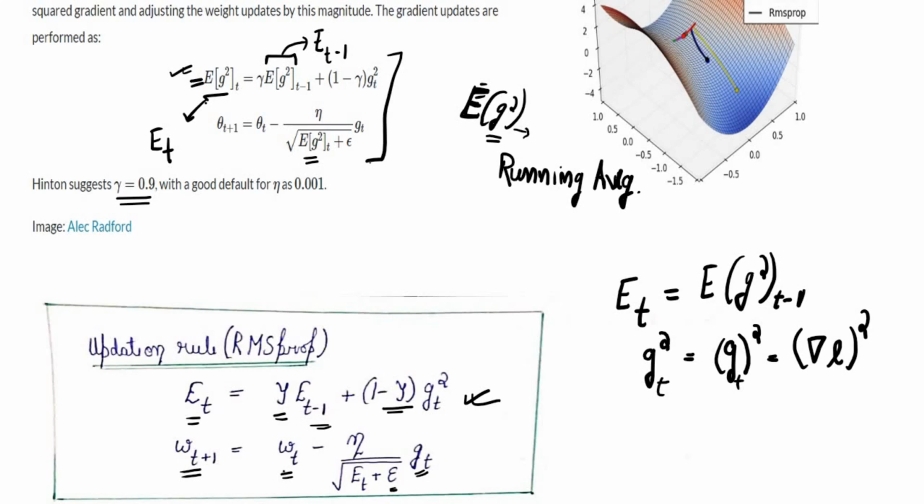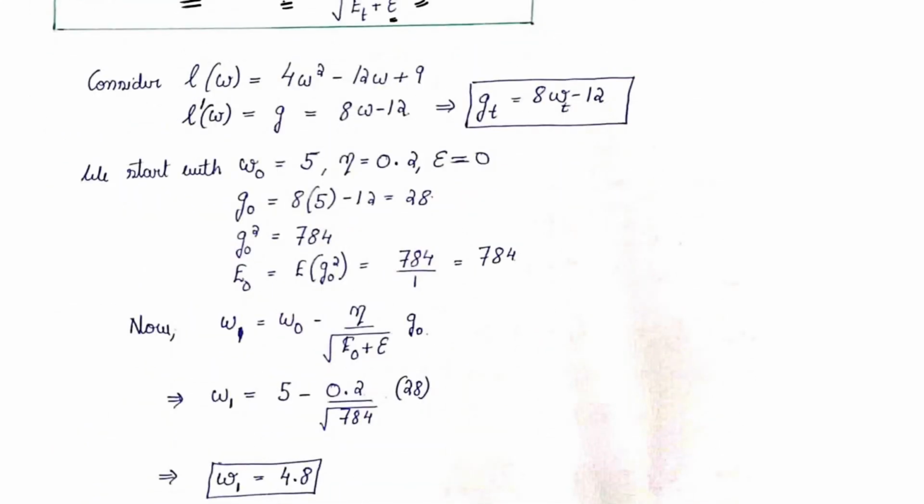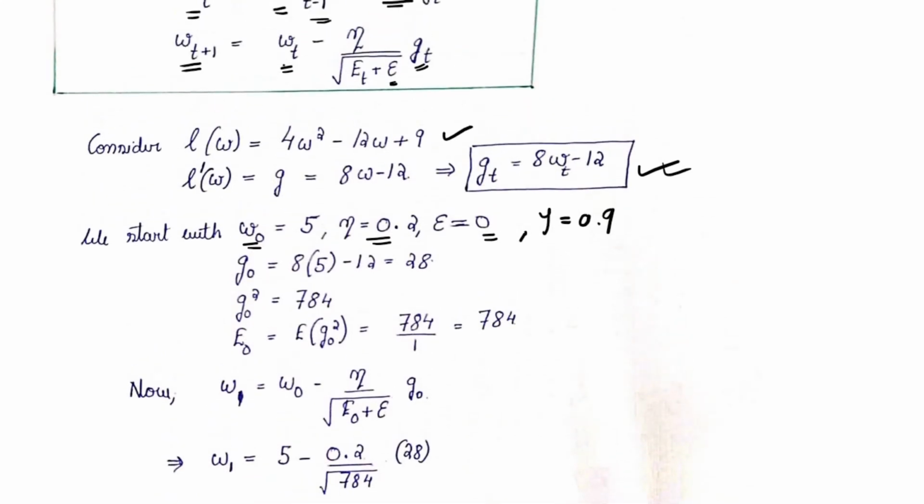Now if we proceed further with our example, which we have been discussing since the last 2-3 classes, this is how it will look like. This is L(w), and this gt is pretty much familiar by now. Now we start with w0 as 5, eta as 0.2, and epsilon as 0, and the value of gamma, even though it's not set, is going to be 0.9 only, as Geoffrey Hinton suggested. Now we proceed with g0. We do it very carefully.